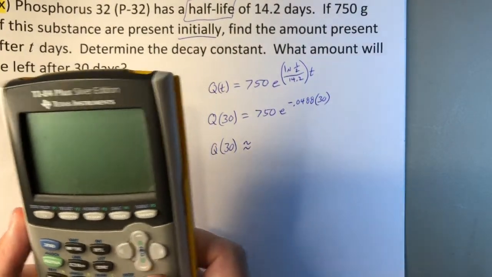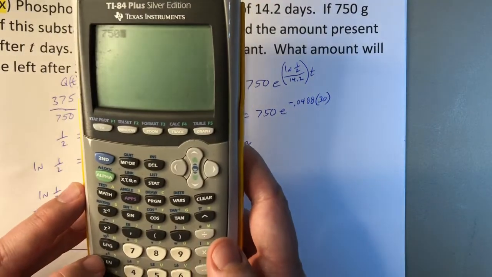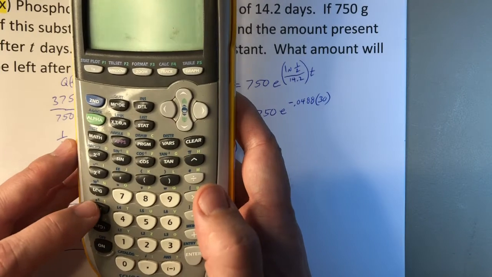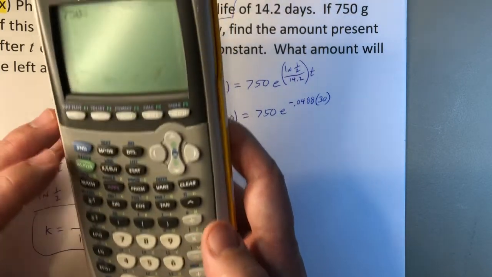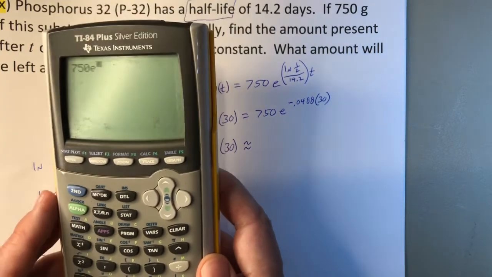So let's see, 750. Then E is right here, right on top of the ln button. So you have to hit second and then ln, and there's your E.